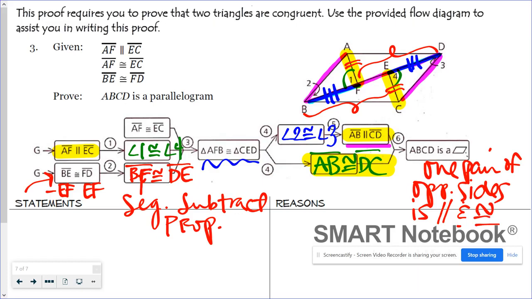I'll let you formally write it out in the two columns, but I just wanted you to see another example.